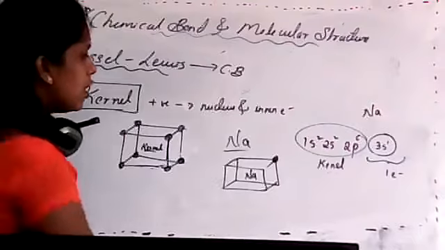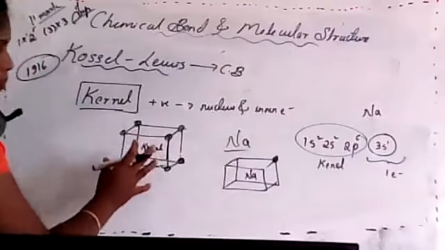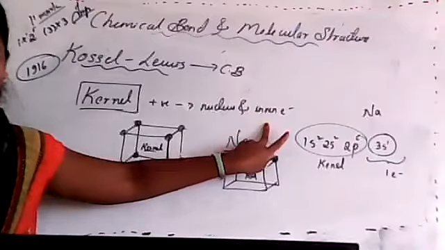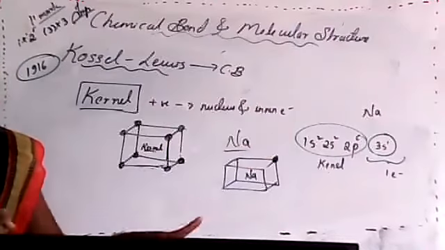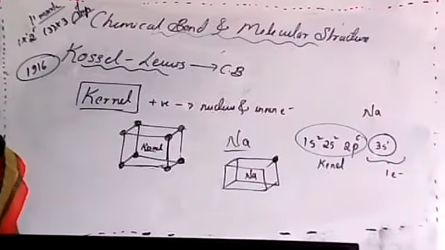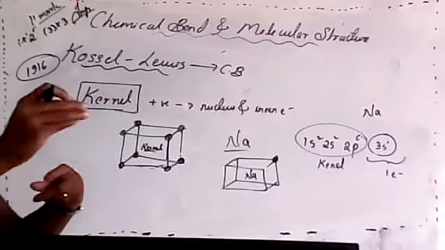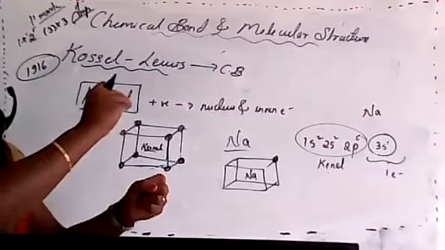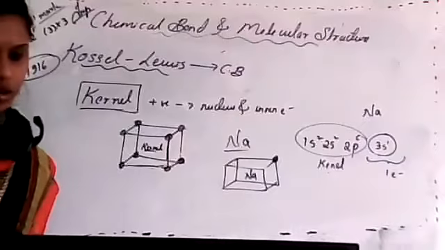Is this clear? So he explained that the kernel, which is nothing but the nucleus with inner electrons, is covered with one cube where the outer electrons, or else the valence electrons, were situated.